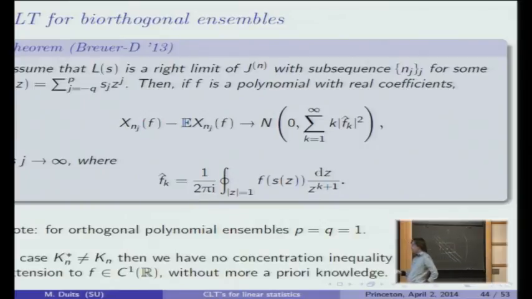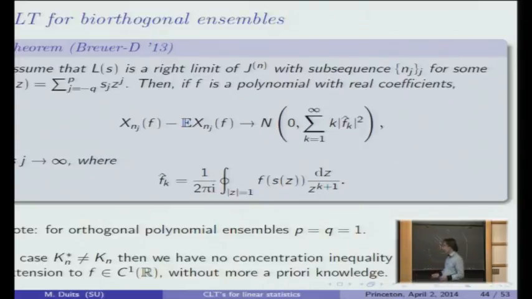Okay, so now note, since it's not symmetric, we don't have a concentration inequality, so we cannot extend this to f of C1. But I wouldn't be surprised that with extra work, for example, in a two-matrix model or an external source model or in any other biorthogonal ensemble of interest, you could actually extend it using the same ideas.